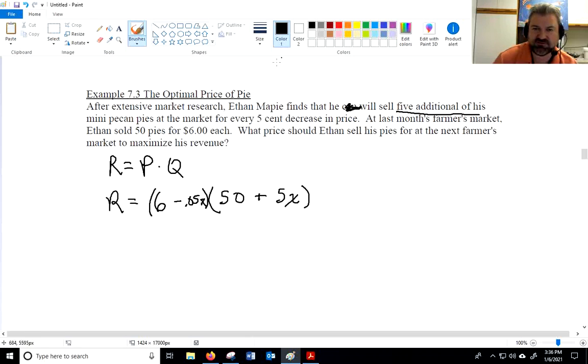But we want to look at this in terms of how many times does he do a 5 cent price decrease, because that's what our research shows. So we're letting X be the number of 5 cent decreases in price. Okay? So that's our equation right there. All we need to do is graph that and find what's going to give us the maximum revenue. So let's go right to that.